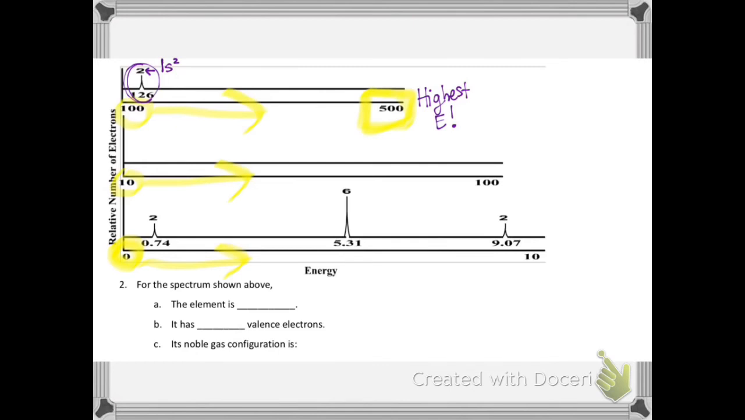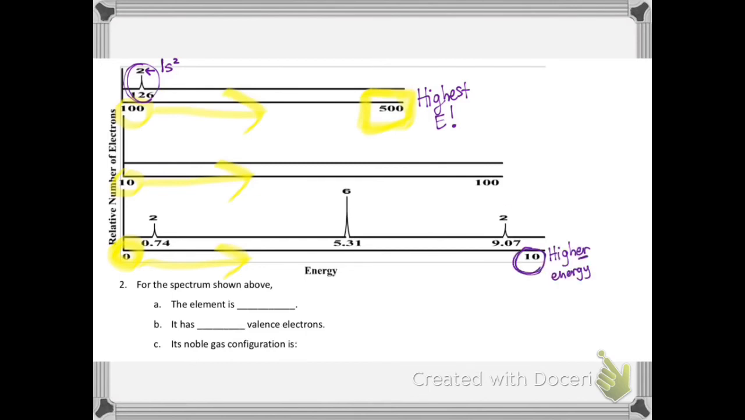Then, there aren't even any peaks on the second one, so I don't even know why they put that there. I have no idea. But it's okay. We're just going to ignore it and move on to the next one. But be careful. After 1s, we need the next highest energy. So notice, the higher energy is over on the right this time.